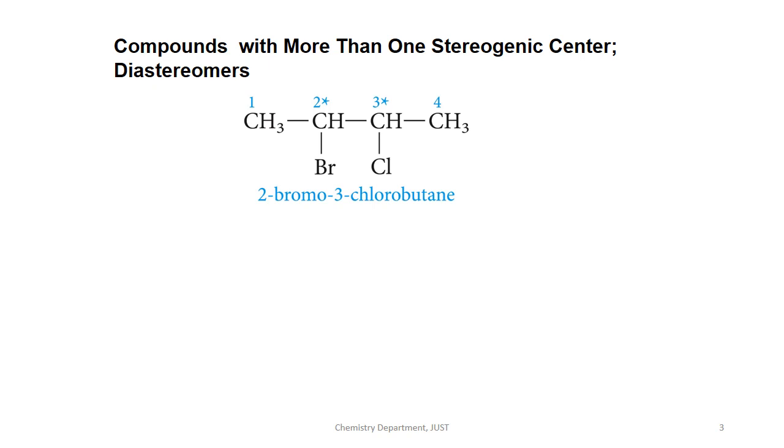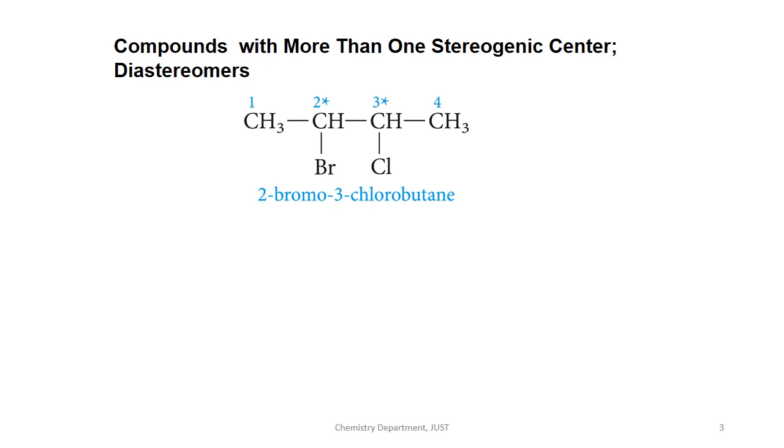In all the previous examples, we had one chiral center, so we have one configuration, R or S, and we have two isomers. The relationship between these two isomers is enantiomers. What about if we have more than one chiral center? What kind of stereoisomer are we going to get?